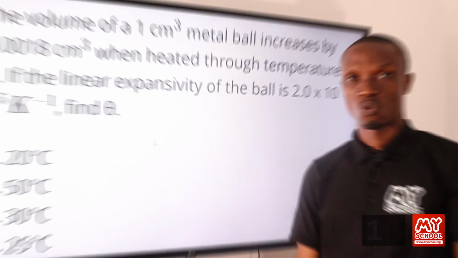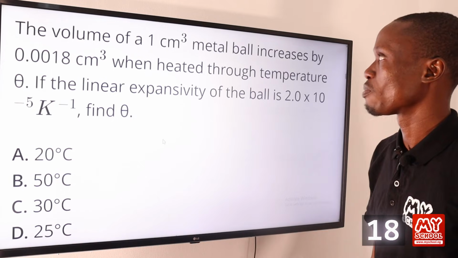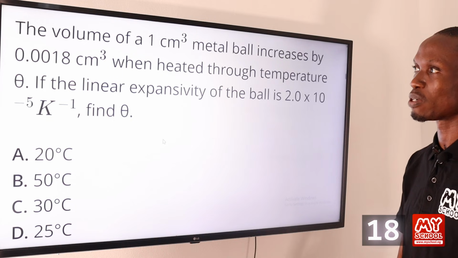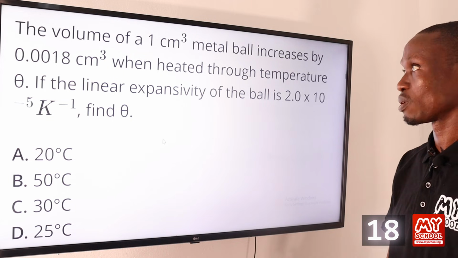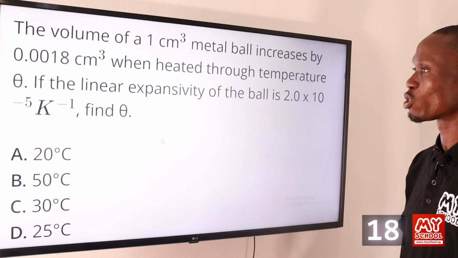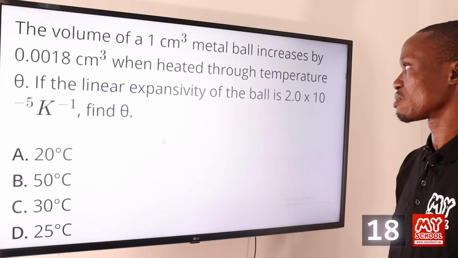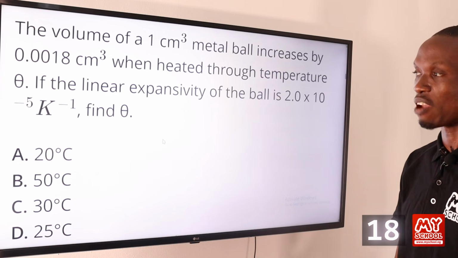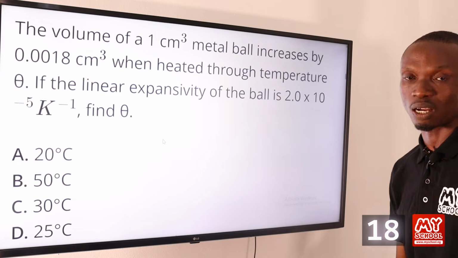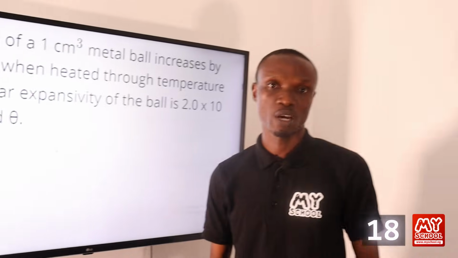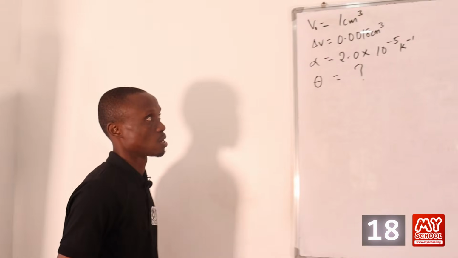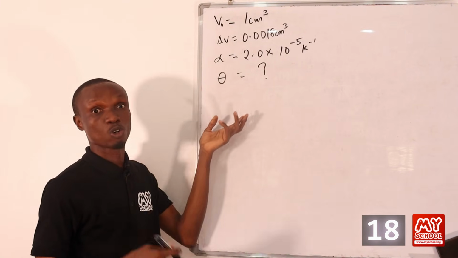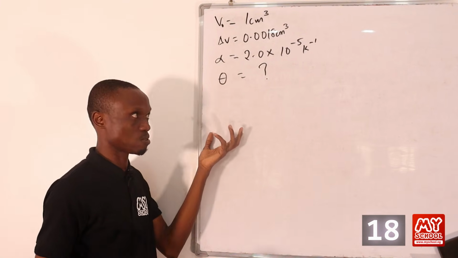Question 18. The volume of a 1 centimeter cube metal ball increases by 0.0018 centimeter cube when heated through temperature theta. If the linear expansivity of the ball is 2.0 times 10 raised to the power minus 5 per Kelvin, find theta. So let's move over to the board to provide the answer to this question. Now, this question is under cubic or volume expansivity, right?